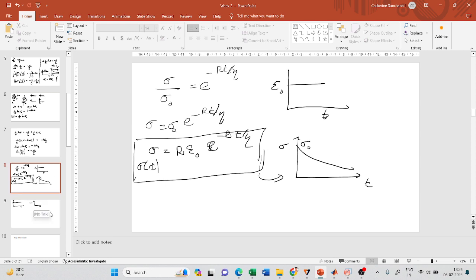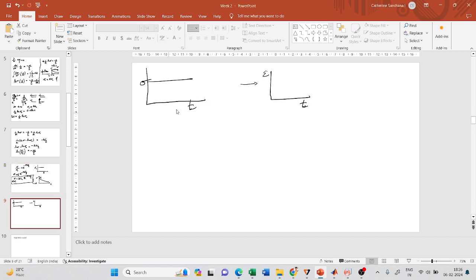Now I'm subjecting the material to a constant stress. So what will I call this as? This is a creep experiment. So whenever I'm subjecting the material to a constant stress and measuring the deformation, I will call this a creep experiment.